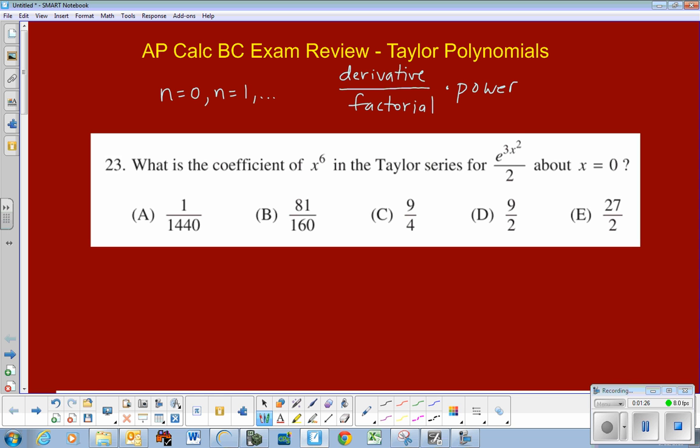I also like this because in a lot of questions you're not going to need to generate the entire polynomial. You might need to jump to the 4th degree term and figure out what's the value of the derivative given the series or given the polynomial. So we'll see how that plays out in these examples.